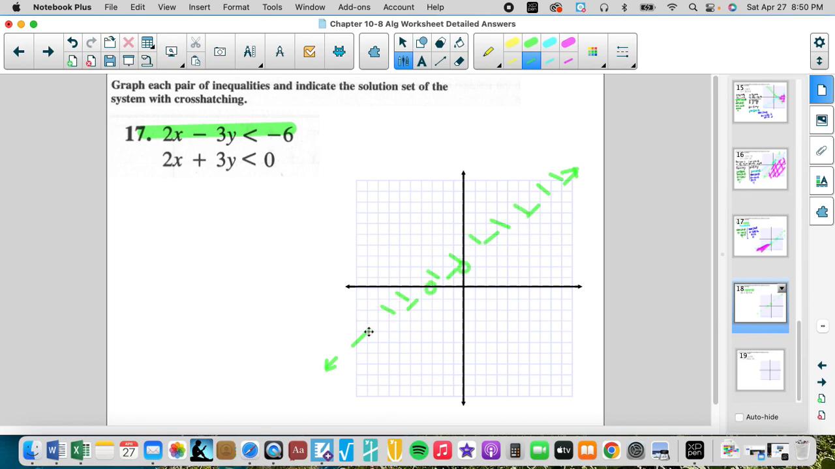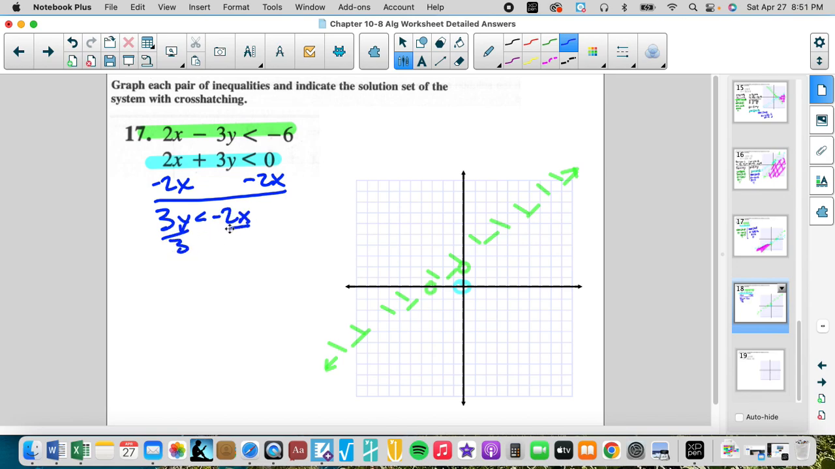So notice we can do a lot of this mental math. This one we can't, because my y-intercept is going to be 0, and that's open, and my x-intercept is going to be 0. So I'd have the same point. We are going to have to solve that. So let's subtract 2x from both sides. You get 3y is less than negative 2x. Divide by 3, divide by 3. y is less than negative 2/3 x.